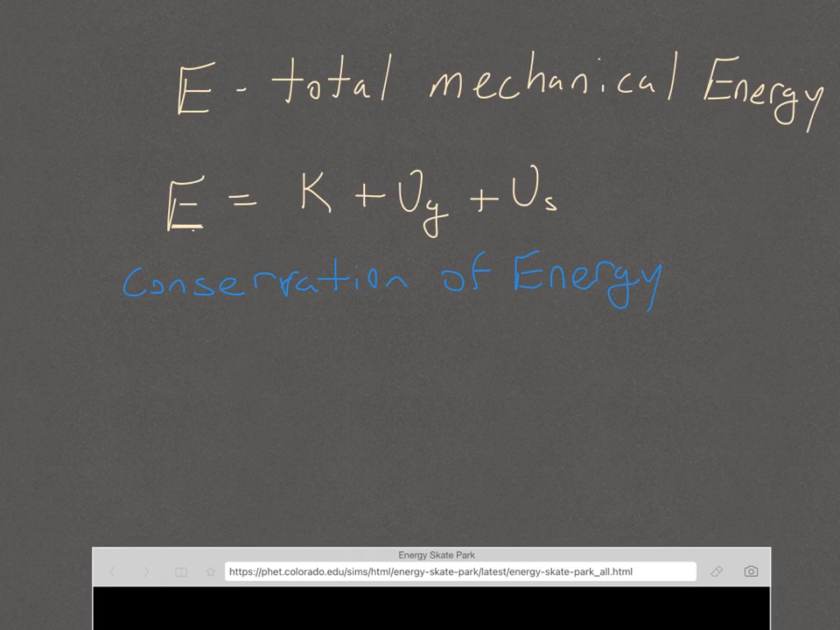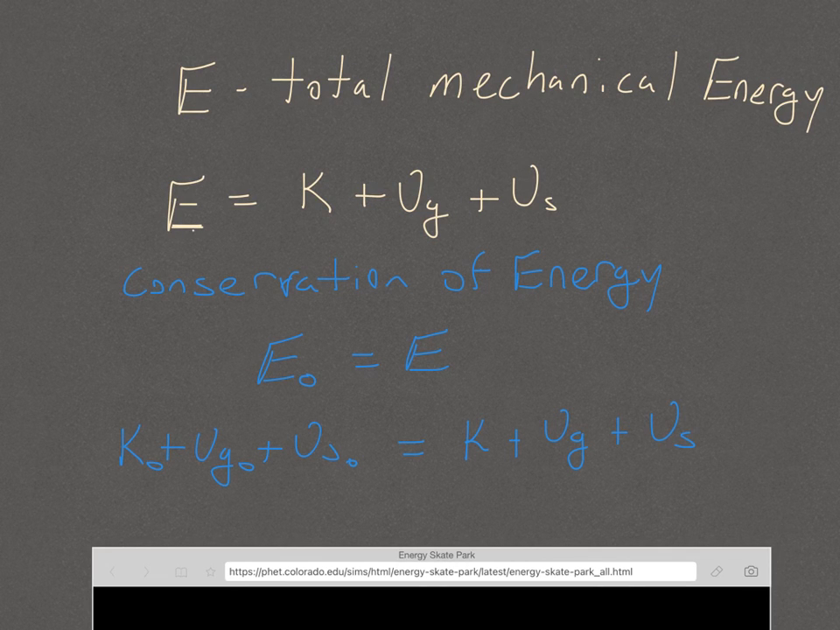And when we start with conservation of energy, the idea is that the total mechanical energy at some starting point has to equal the total mechanical energy at any other point. So written out long ways, it could be that there's kinetic plus gravitational potential plus spring potential at the starting points has to equal the kinetic plus gravitational plus spring at any other point.